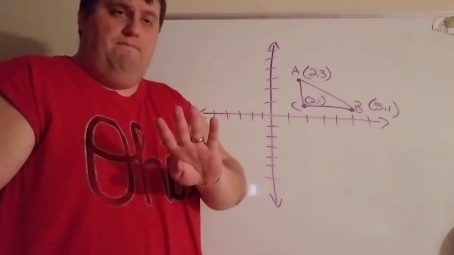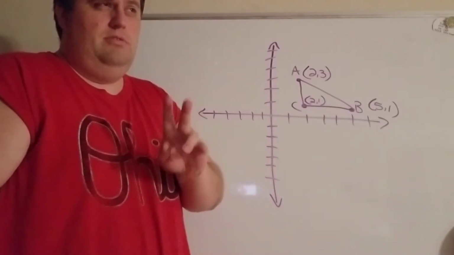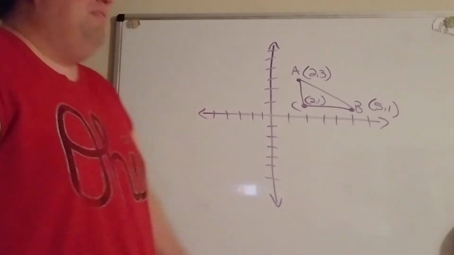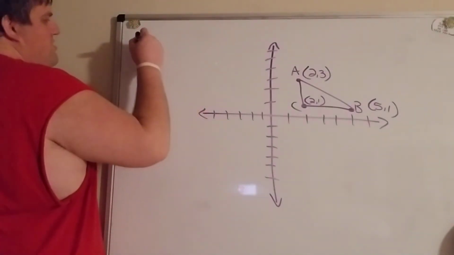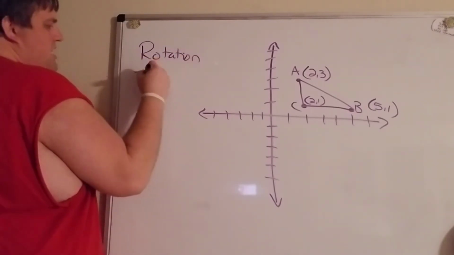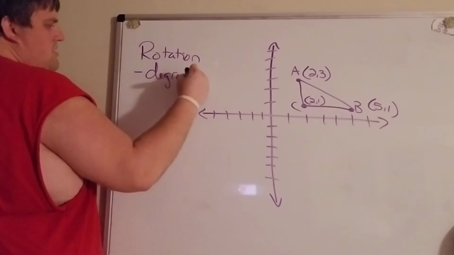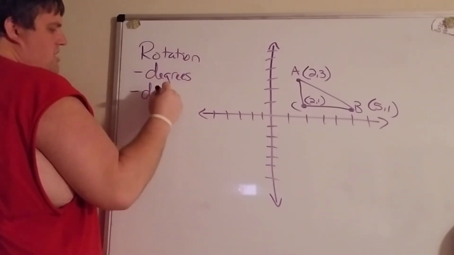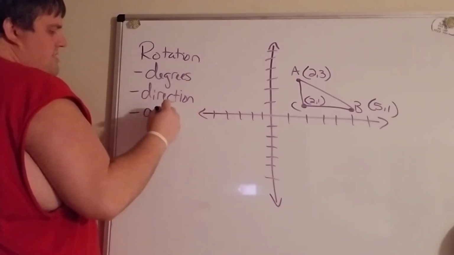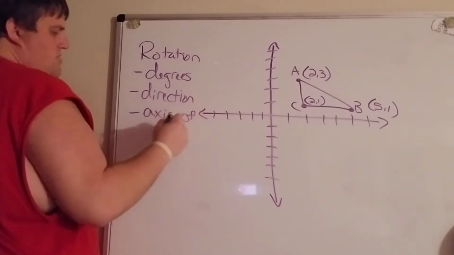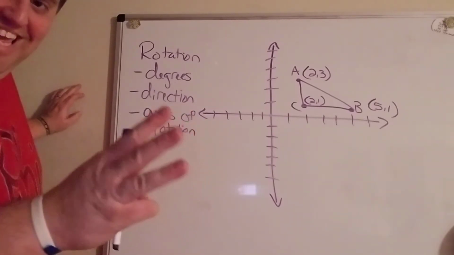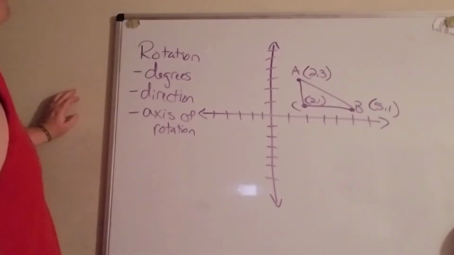And there are some things that we need to talk about when we talk about rotations. So rotation, we need to talk about degrees. We need to talk about direction. And we need to talk about axis of rotation. Like I said, three things that we need to talk about when we do rotations.